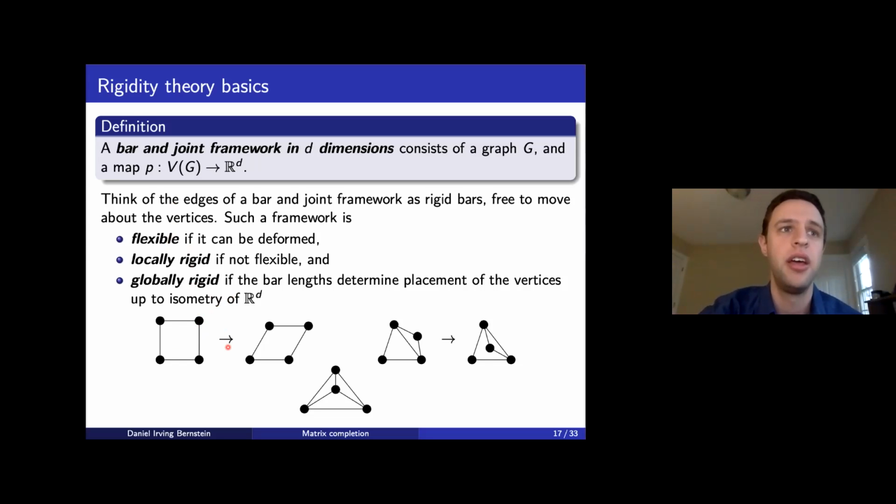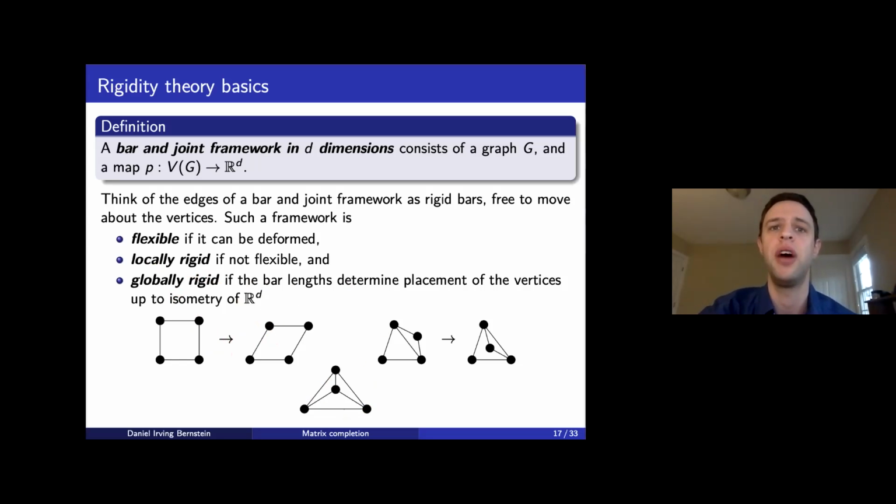So, for example, here's the square that I build as a framework in 2 dimensions. Well, I can shear it like this. Again, I'm imagining that my edges are steel rods that can freely move about the vertices. So the square in this context is flexible. I'll say that it's locally rigid if it's not flexible. And this word locally is to distinguish it from the stronger globally rigid, which says that the bar lengths determine placement of the vertices up to isometry of the ambient space R^d.